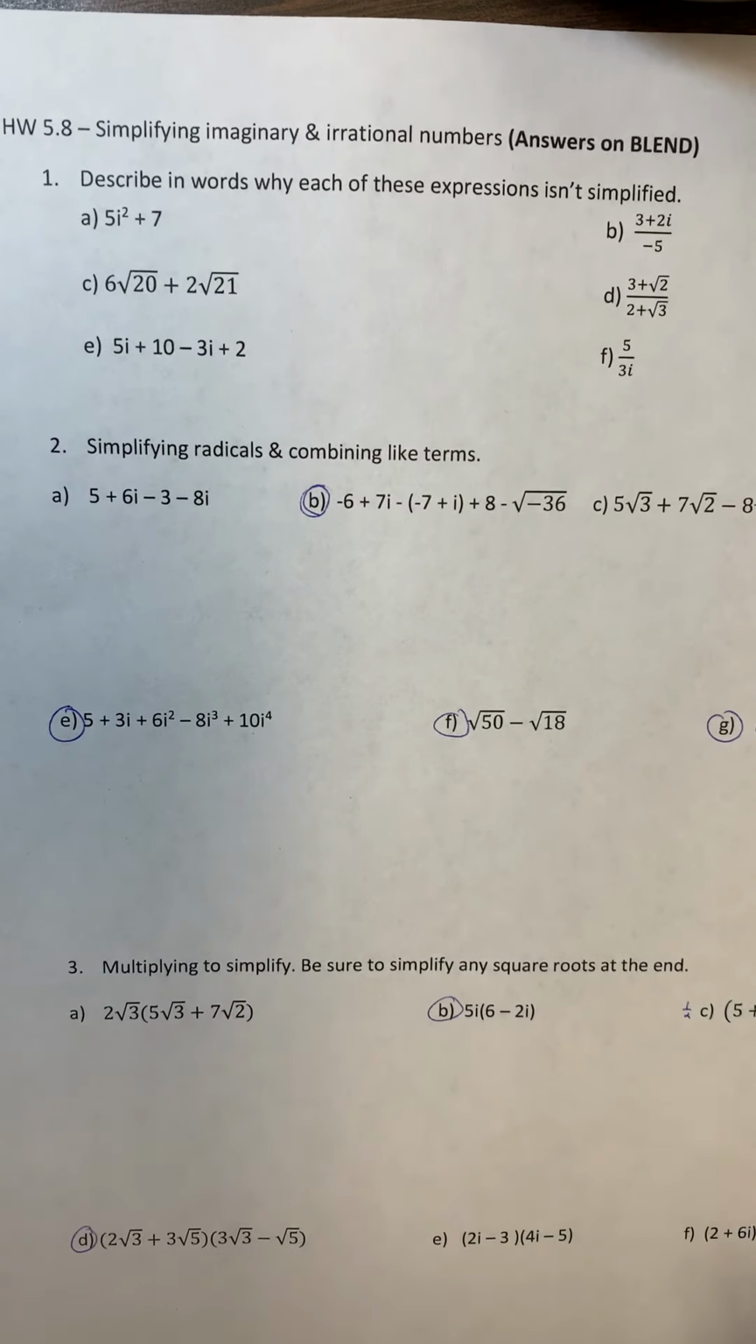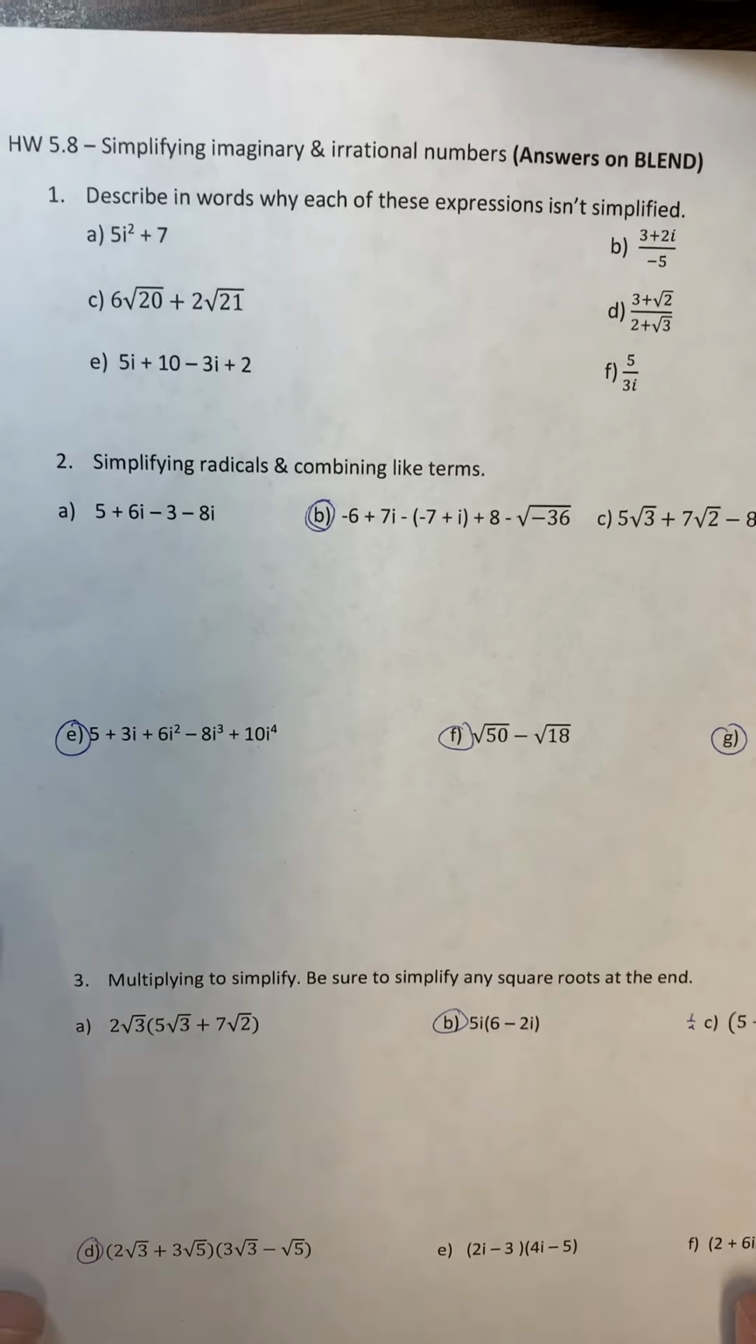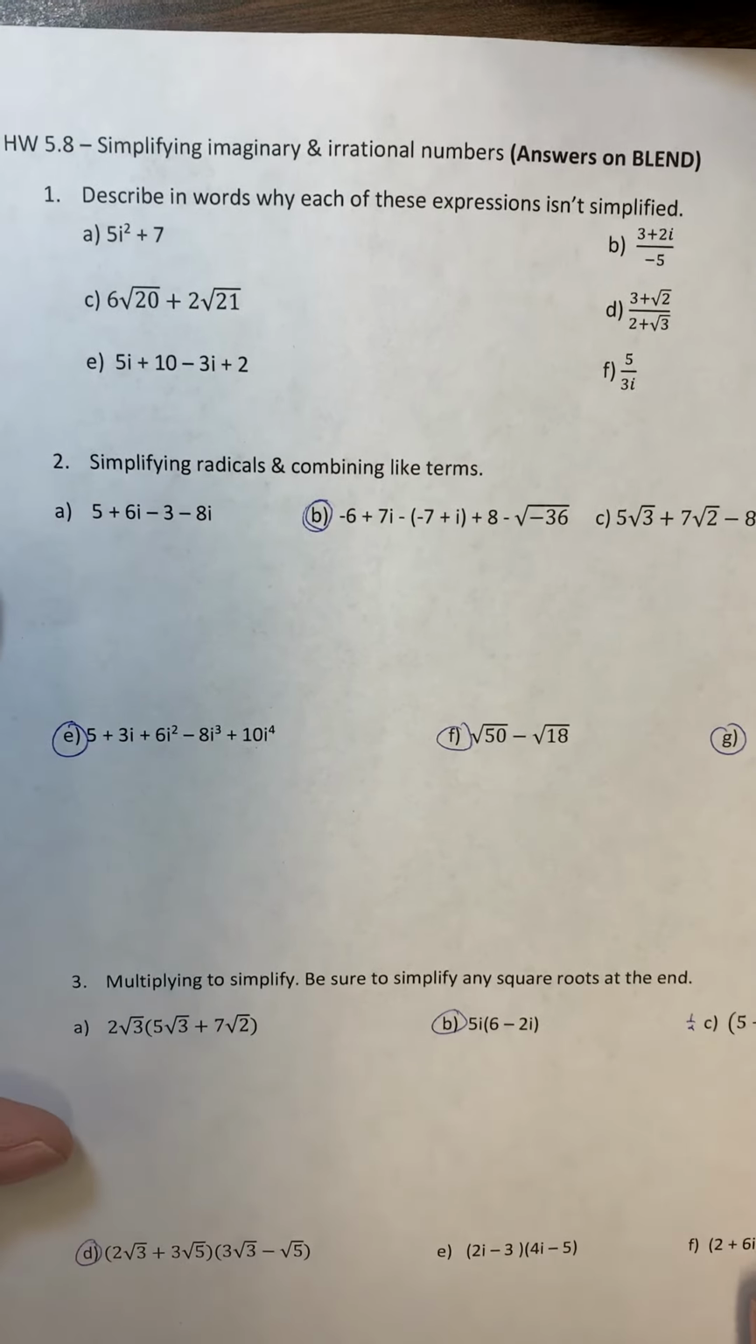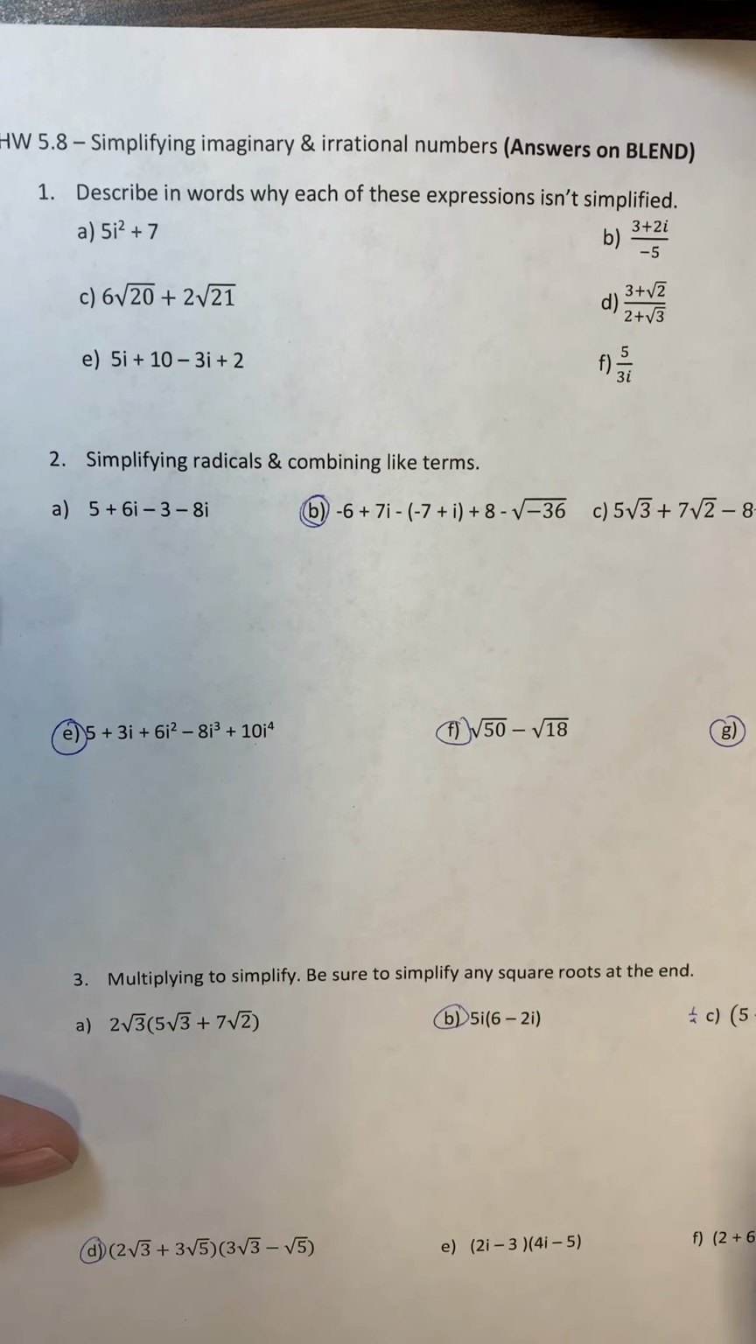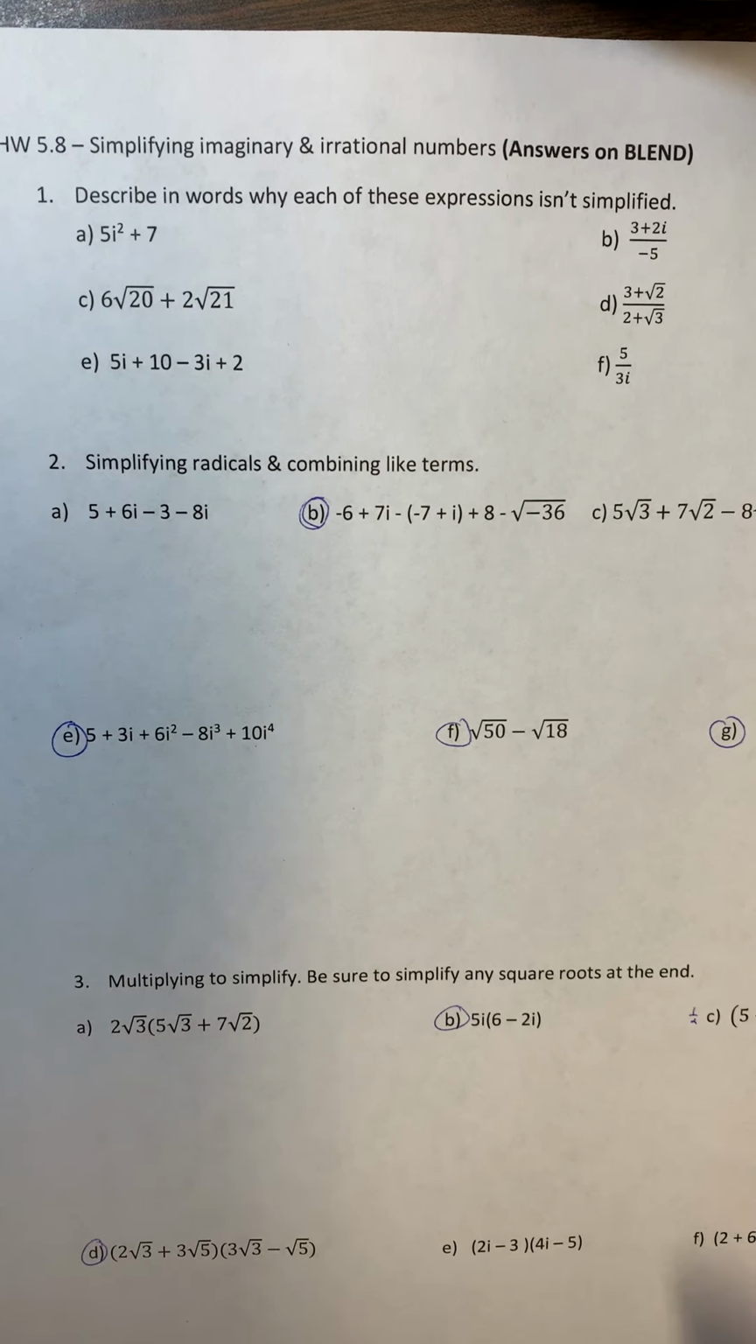Homework 5.8 is on simplifying imaginary and irrational numbers. And there are a bunch of different types of problems, and there aren't a bunch of different examples of each type. So I strongly recommend you make sure you do this homework on your own first, and you're only using this video if you get stuck on ones. And I would pause it after each one you get help on and then try to do the rest yourself, because if you're watching me do an example, then you're not getting the practice on it.